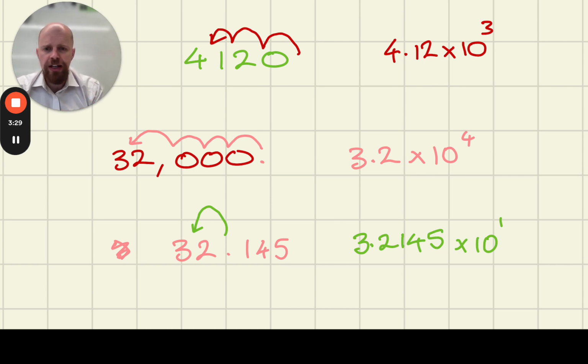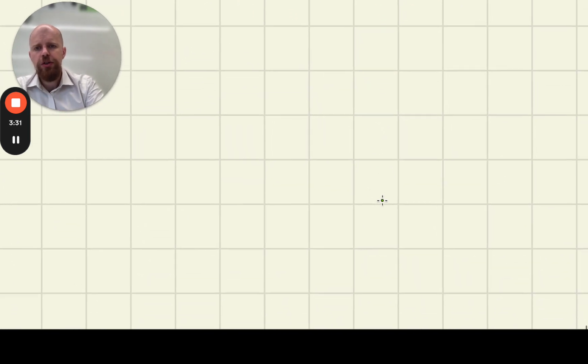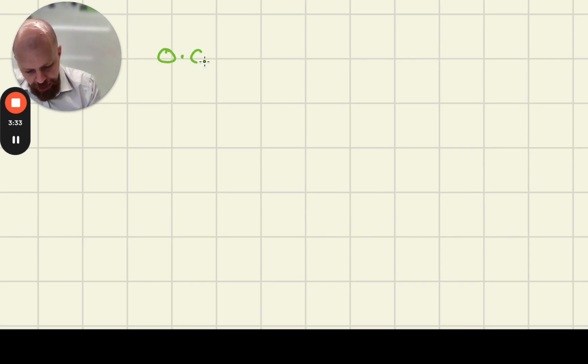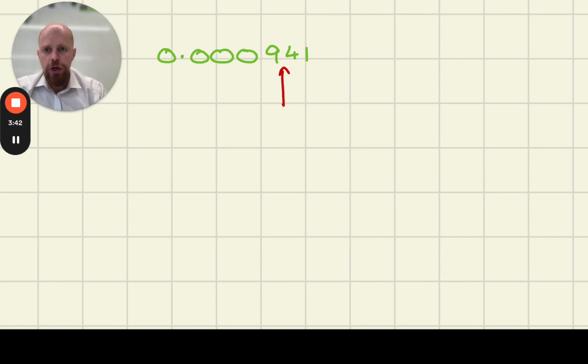What if we have really, really small numbers? Let's do it the other way around. Let's say we've got 0.000941. Well, where does the decimal point need to go? It needs to go here. So I'm going to count how many times the decimal point moves, but this time it's going obviously the other way. So I go 1, 2, 3, 4.